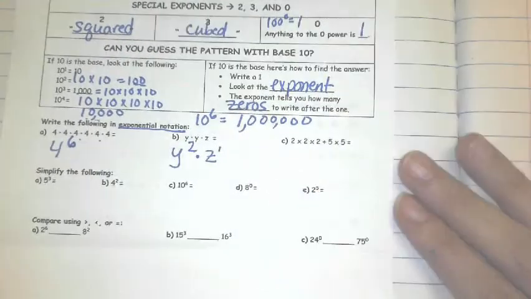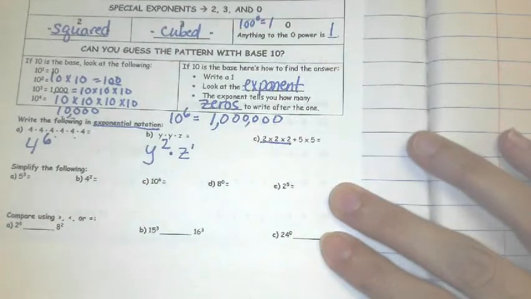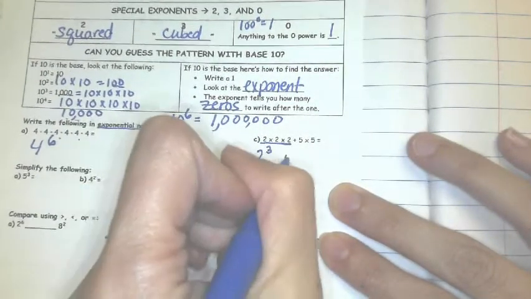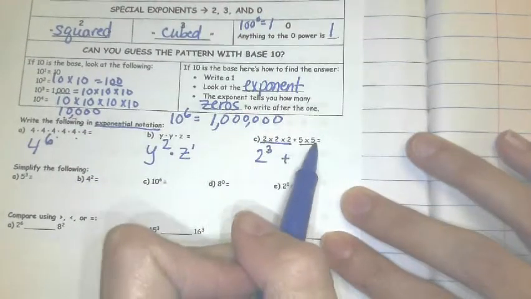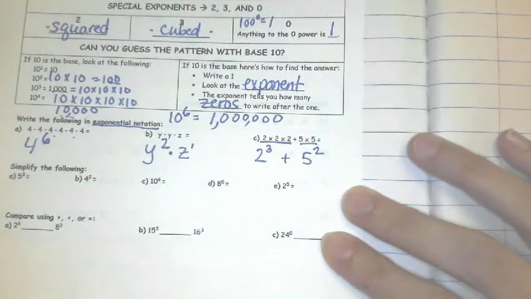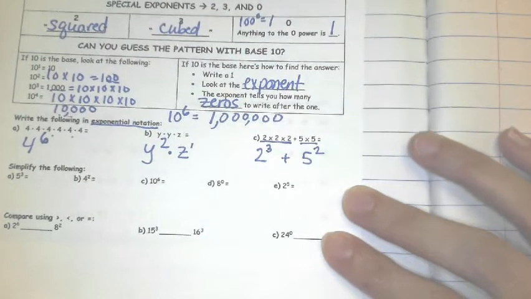Okay? We have 2 being repeated 3 times, so that's 2 to the third, or 2 cubed, plus 5 being repeated twice, so that's 5 to the second, or 5 squared. And that's all I really have to do. I just have to write it in exponential notation. Don't have to solve it.